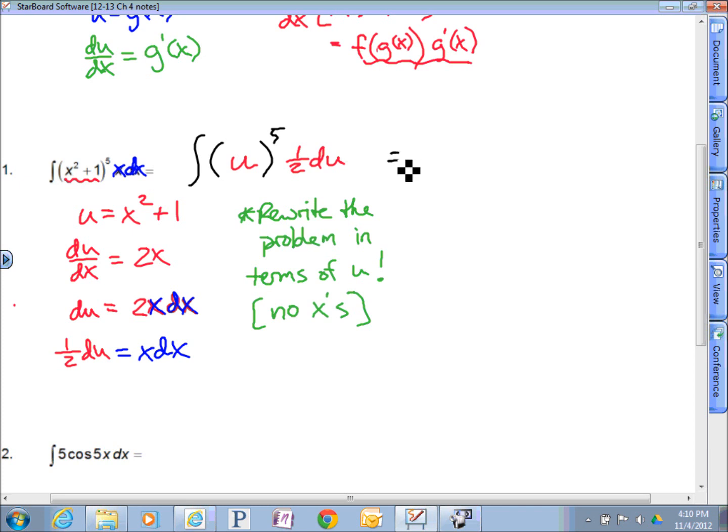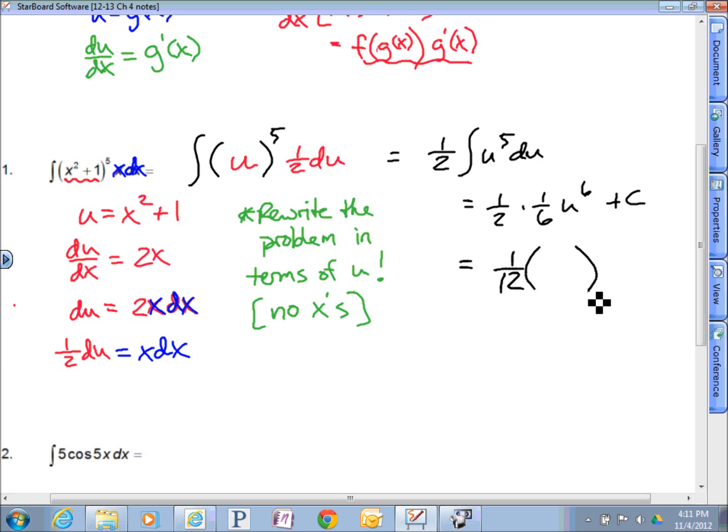So if I rewrite this, that 1/2 is a constant. Let's pull it to the outside. Integral u to the fifth du. Is that an integral we know how to do? You bet. And not only that, it's a nice integral that we know how to do. 1/2, add 1 to the power, divide by the power. Don't forget c. Now, the original problem didn't have any u's in it. It had x's in it, so let's reverse the process. 1/12, something to the sixth, plus c. What's the something? x squared plus 1. And you just did your first integration by substitution.